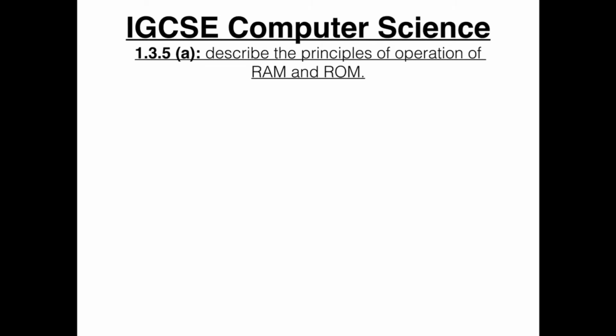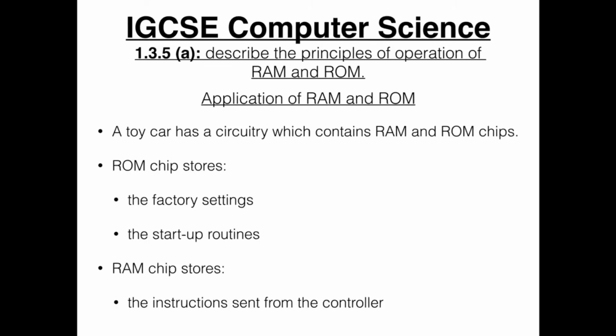So let's go back here, because I think I kind of rushed this. The ROM, remember, is read-only memory, so when you make the toy car, you put the startup instructions inside that ROM chip. It's only read from, it's never written to. So that's pretty much what starts up a toy car. The RAM chip stores whatever is currently being used, so the instructions sent from the controller. And yeah, that's pretty much it. There's nothing much to know about, but hopefully you get an understanding of how this works.